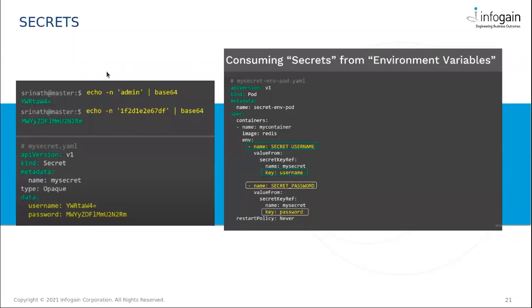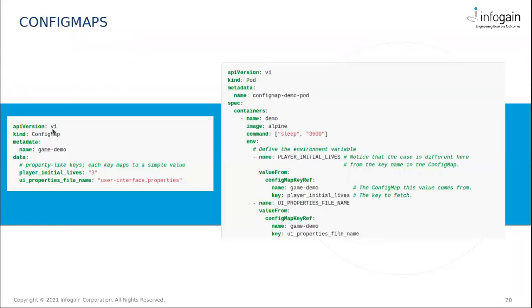So for secrets, first of all, let me show you the config map part. On the left side, you'll have the config map. Similarly, if you want to create something, it will have API version, kind, metadata, and in case of spec, here it will be data. Your API version is v1.